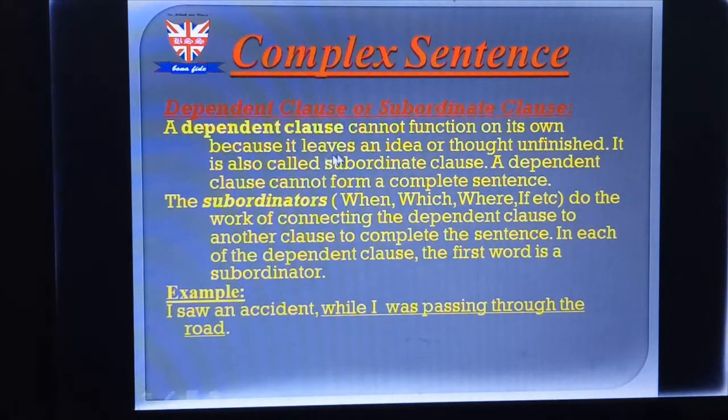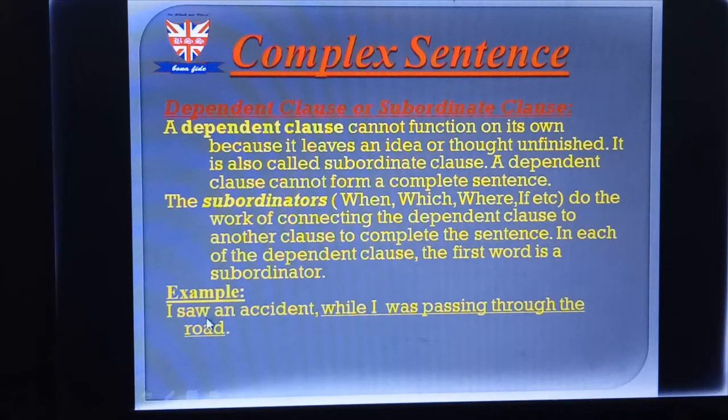And a dependent clause cannot function on its own because it leaves an idea or thought unfinished. It is also called a subordinate clause. A dependent clause cannot form a complete sentence. On the other hand, we can say that a dependent clause means an unfinished clause. It depends on something more, as if some part of the sentence is left. So how can we identify that it is dependent? From the subordinators: when, which, while, where, if. All these are subordinators. If you see one at the beginning of the clause, that will be a dependent clause.